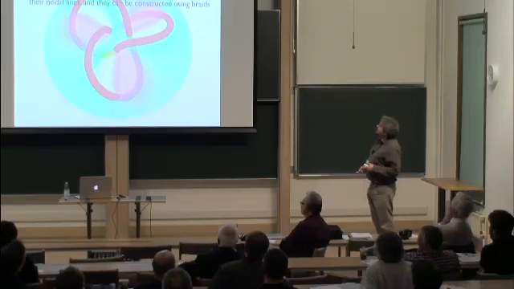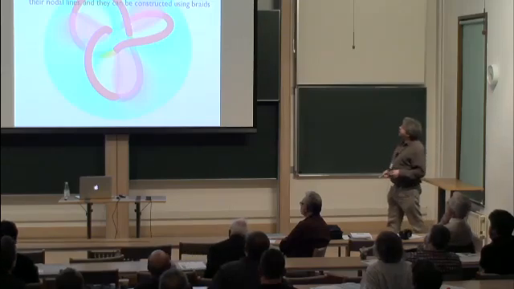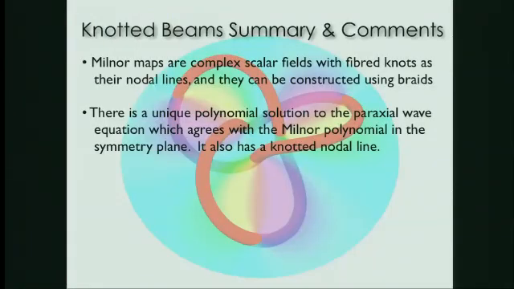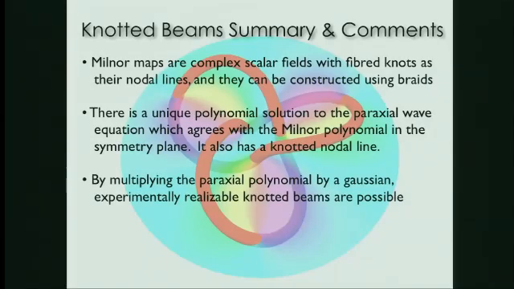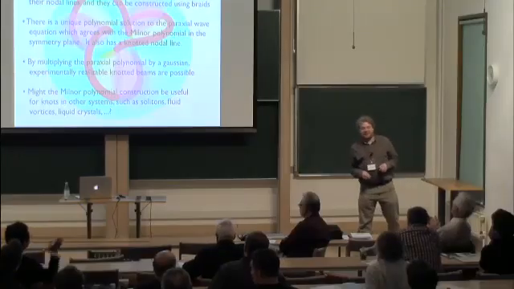So just to summarize, these Milnor maps are complex scalar fields with fibered knots as their nodal lines, and they can be constructed using braids. And there's a unique polynomial solution to the paraxial wave equation which agrees with the Milnor polynomial in the symmetry plane, and it has a knotted nodal line. By monkeying around a bit, we can experimentally realize these knotted beams. And one of the things that I would hope is that if you've got a physical system you're trying to do knots in, I'd be interested to know whether this Milnor polynomial construction might be useful to create knots in other systems such as solitons, fluid vortices, or liquid crystals. So thank you very much.